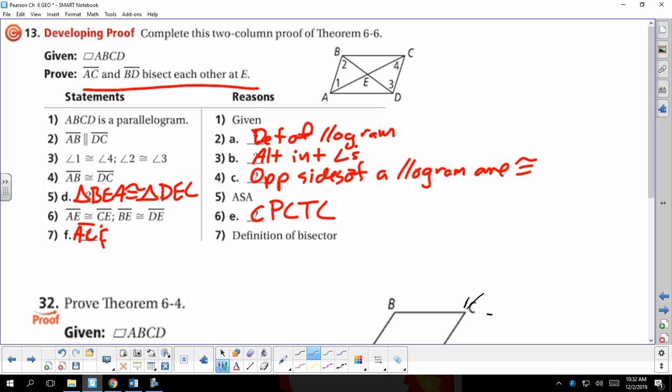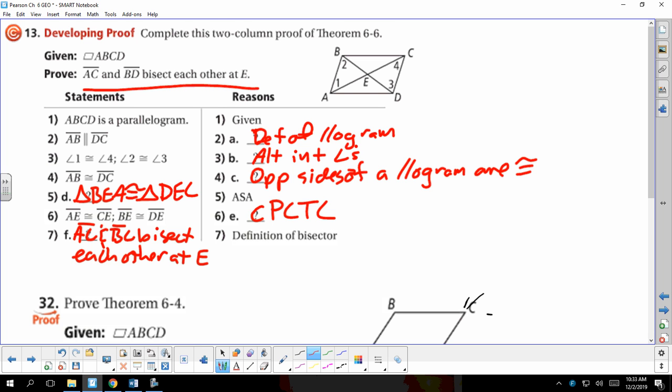AC and BD bisect each other at E. Remember this one. This one is the last thing we're going to look at in our notes today. So what we've done in 6.2 is shown and proven all of the different properties of parallelograms. Today we're going to use the converse to prove that a quadrilateral is in fact a parallelogram.